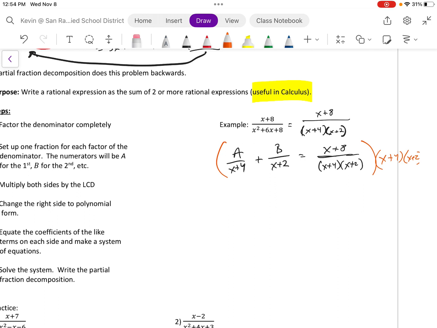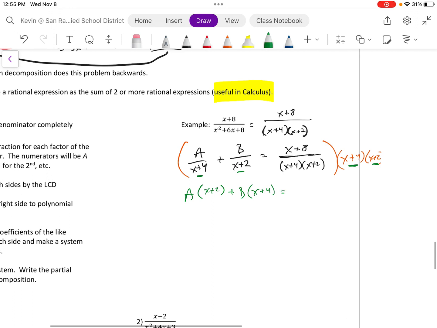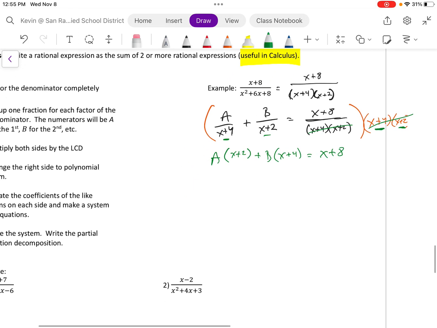By doing that, over here under the A, we're left with A times x plus 2 because the x plus 4 here and this x plus 4 canceled out. And then we have plus B times x plus 4, and that's because this x plus 2 and this x plus 2 canceled out. And then equals x plus 8, and we have that because all of this and all of that canceled out. All right, so now we have the equation down here: A times x plus 2 plus B times x plus 4 equals x plus 8. We need to find values.